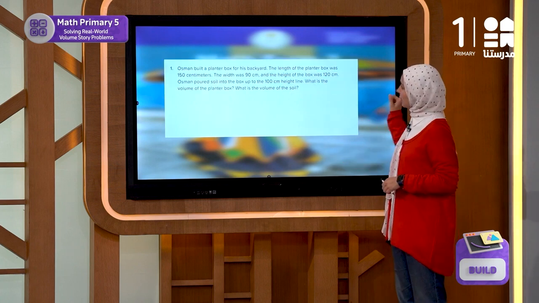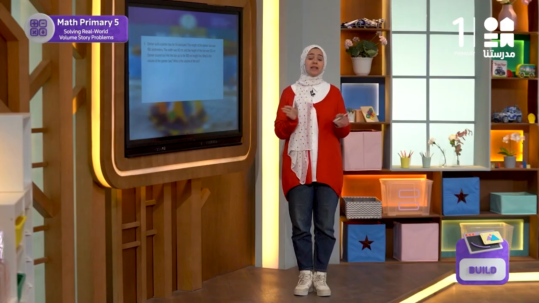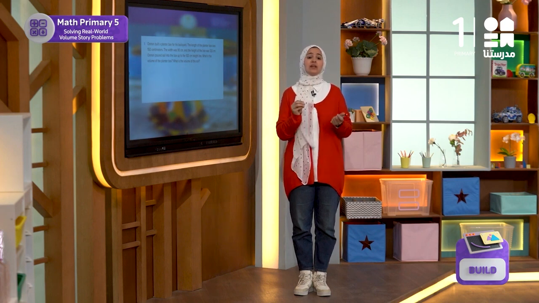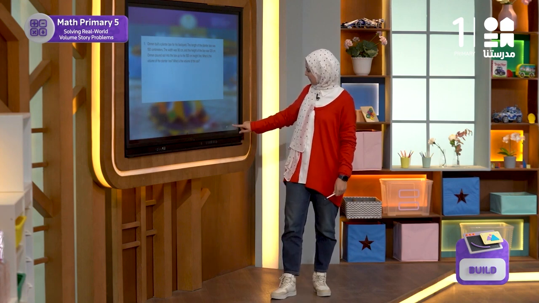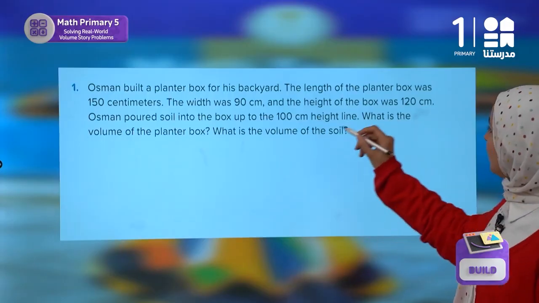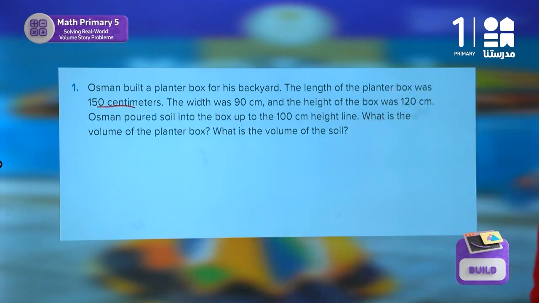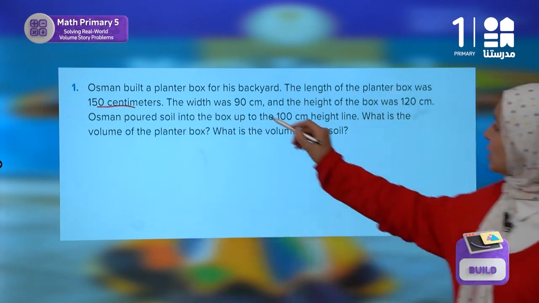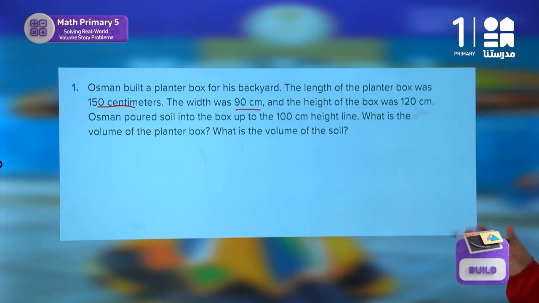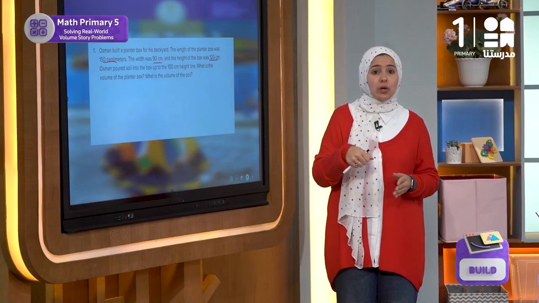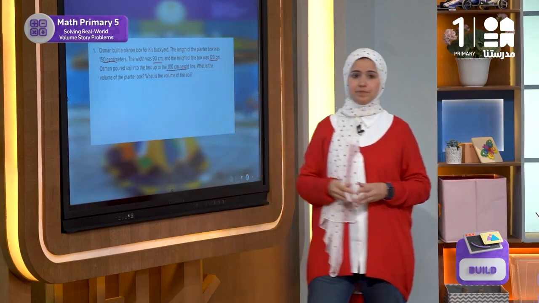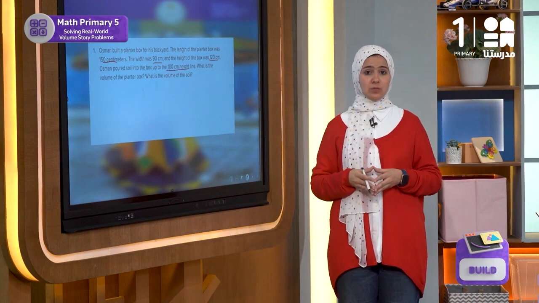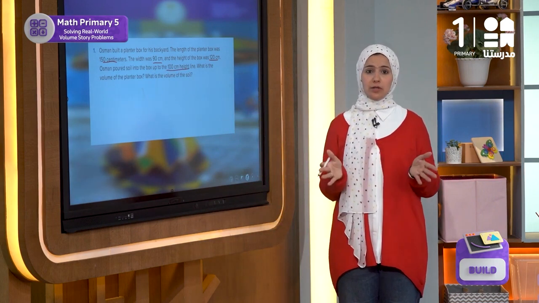Now let's check problem 1. Osman built a planter box for his backyard. The length of the planter was 150 centimeters. And the width was 90 centimeters. And the height of the box was 120 centimeters. Osman poured soil inside the box up to 100 centimeter height. Now, what is the volume of the planter box? What is the volume of the soil?